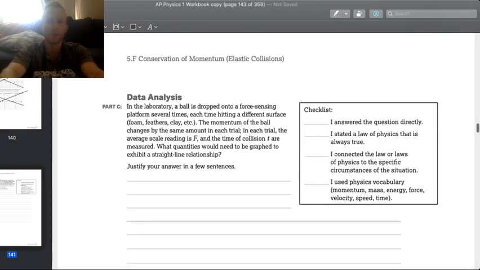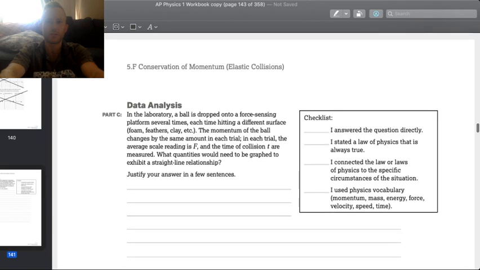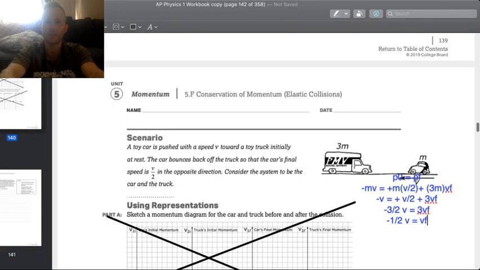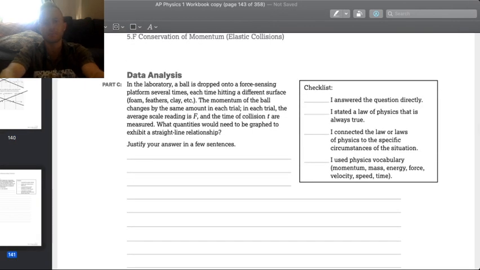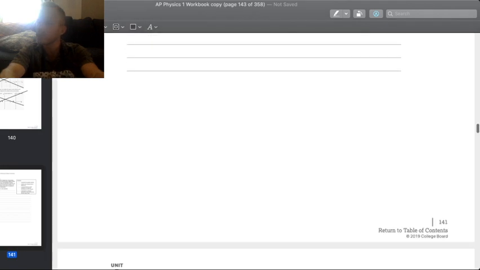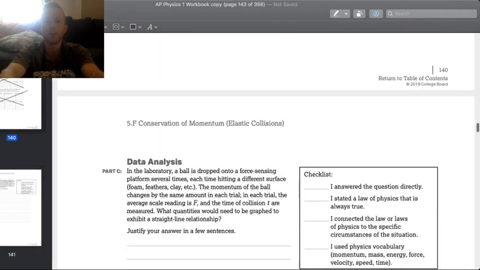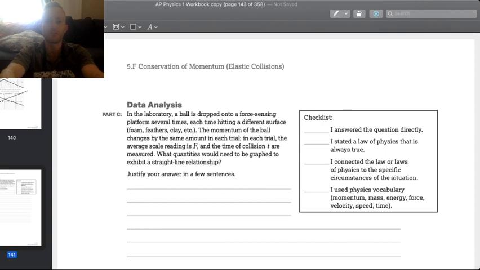In the laboratory, a ball is dropped onto a force-sensing platform several times, each time hitting a different surface. The momentum of the ball changes by the same amount in each trial. The average scale reading F, and the time of collision T are measured. What quantities would need to be graphed to exhibit a straight line relationship?